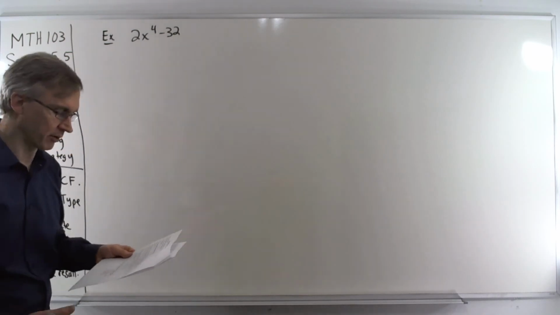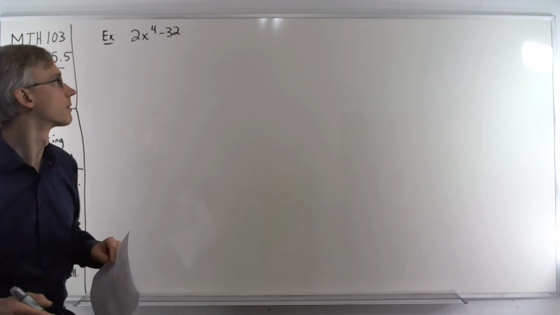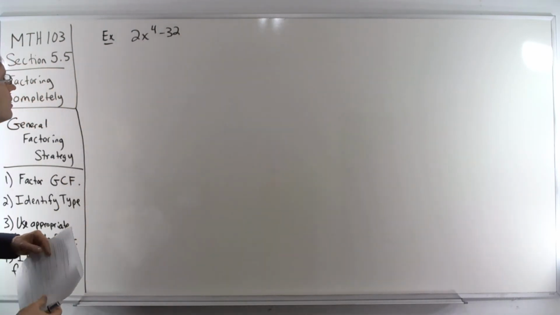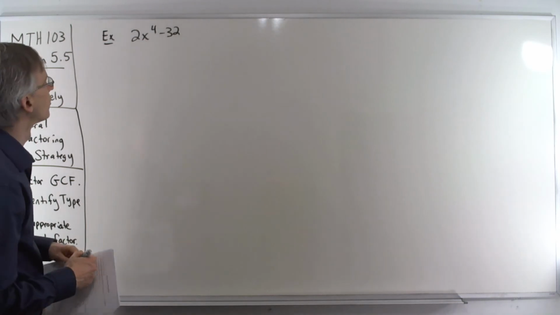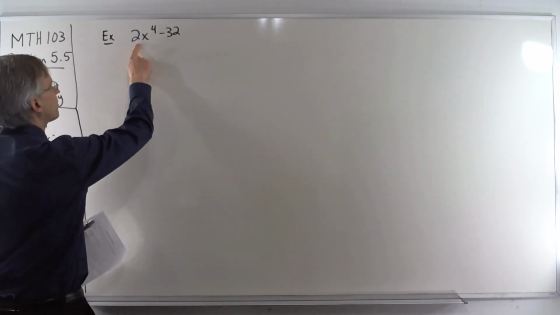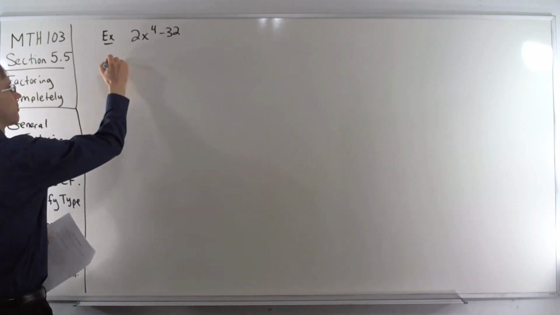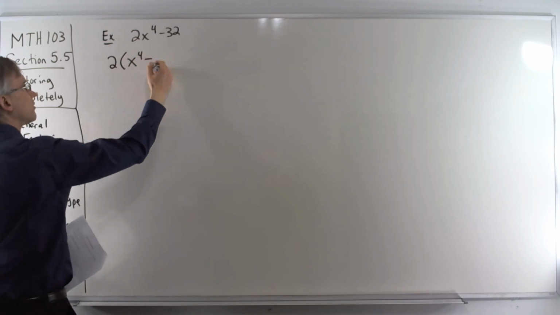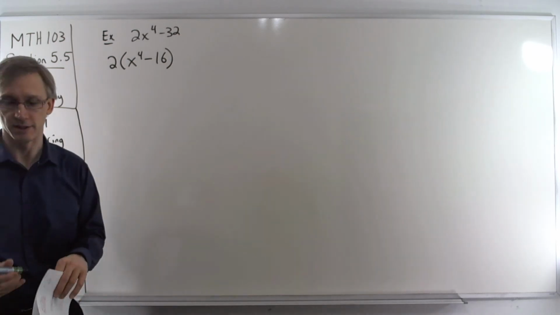So a first example demonstrates all of these different steps. 2x to the 4th power minus 32. This doesn't fit any of the special types that we've seen so far, but we do have a common factor here. We have 2 even numbers, so we know we can factor out a 2. So let's see what happens when we do that. Factor out a 2, we get x to the 4th power minus 32 divided by 2 is 16. So we get x to the 4th minus 16 inside the parentheses.